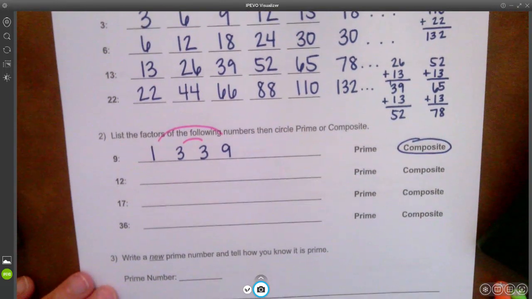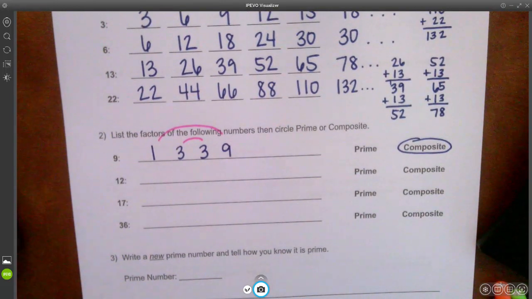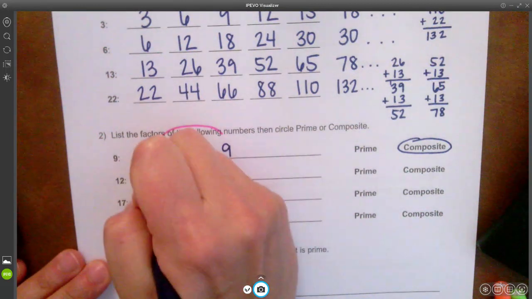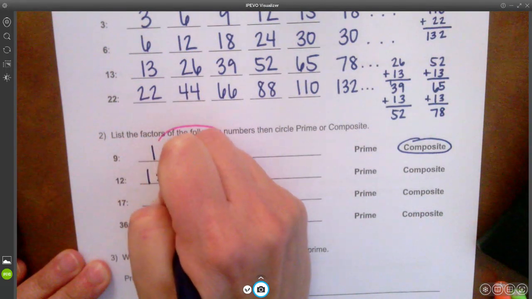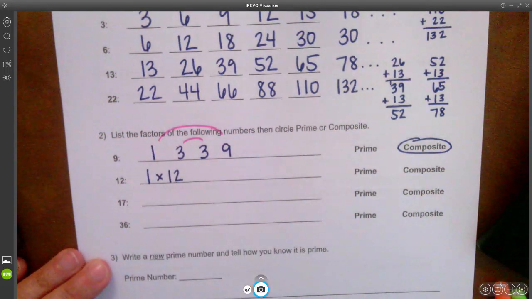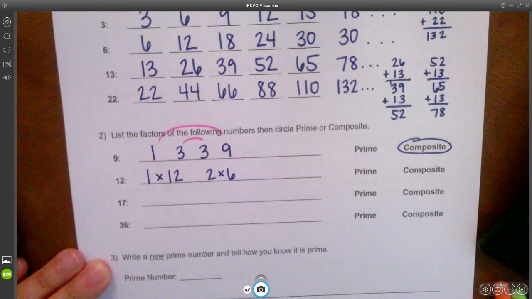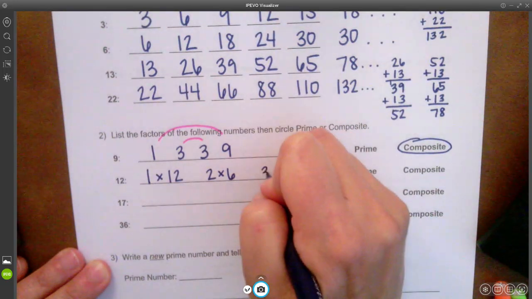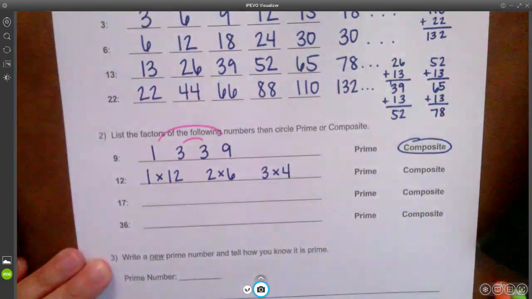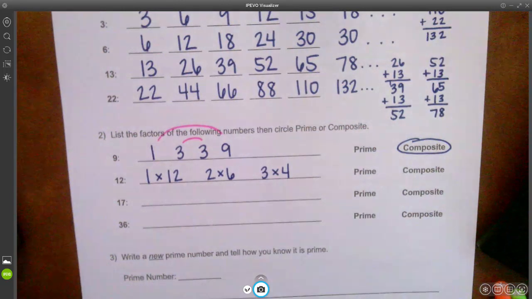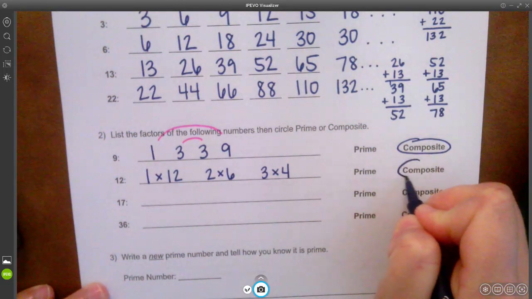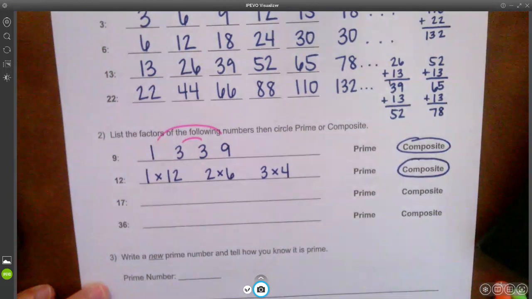All right, factors of 12. So we're thinking what times what equals 12? You can also list them this way. 1 times 12 works. Duh, 1 always works. 2 will work since 12 is an even number. 3 will work. Does 4 work? 4 is already there with 3. That's when you know you have them all. So remember, if it's more than just 1 times itself, it's a composite number.